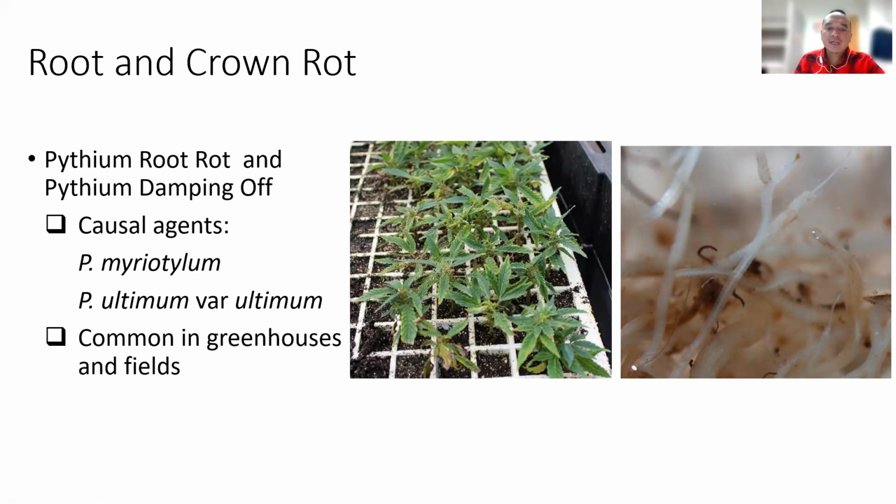Above ground symptoms can be plant wilting and yellowing, and these are common diseases in greenhouse as well as field. This disease can also cause reductions in plant count or stem count.